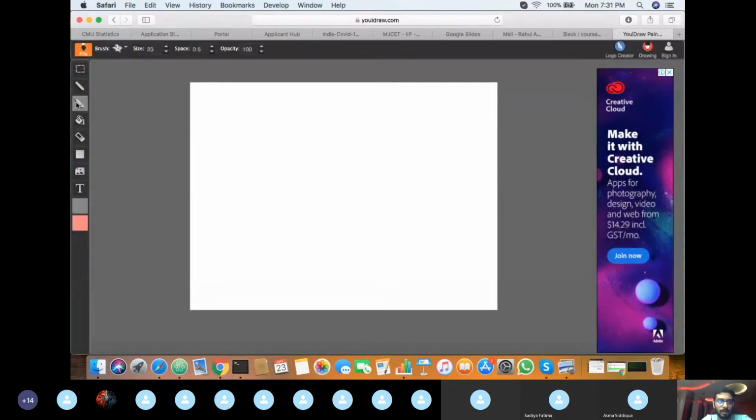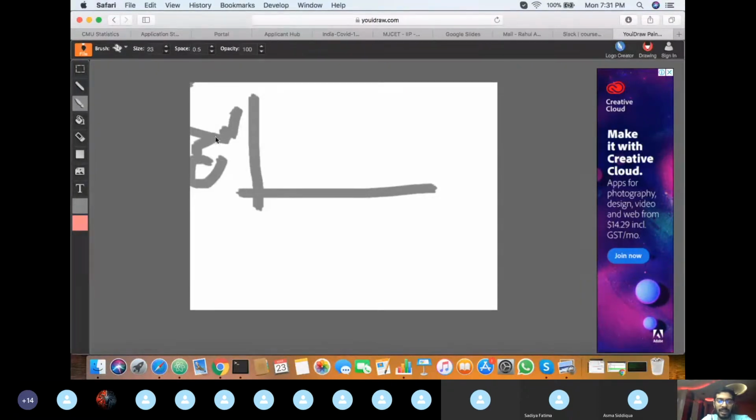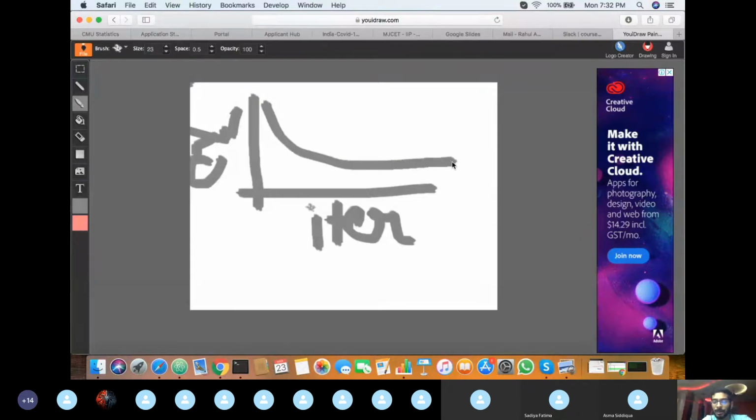Yeah, so let's assume I have a graph like this. This is error, this is my E, let's say, and this is the number of iterations I have. Gradient descent, what it does is that with respect to each and every iteration that I do, my error keeps falling. And finally it reaches a stagnant point. This is where I know that I need to stop training my model.